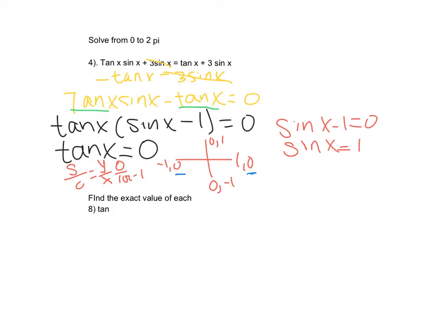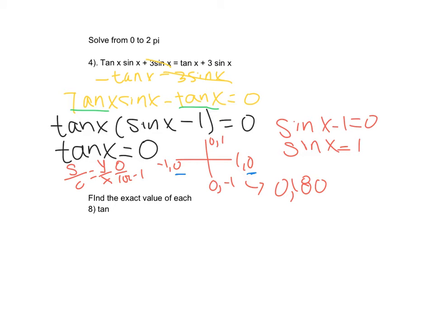So that would mean that my answers are going to be 0, and then also at 180 it's going to work. I would put 360 down, but I think the directions say it's not less than or equal to, it just says less than 2 pi. So for the tangent equals 0 part, two answers are 0 and 180.